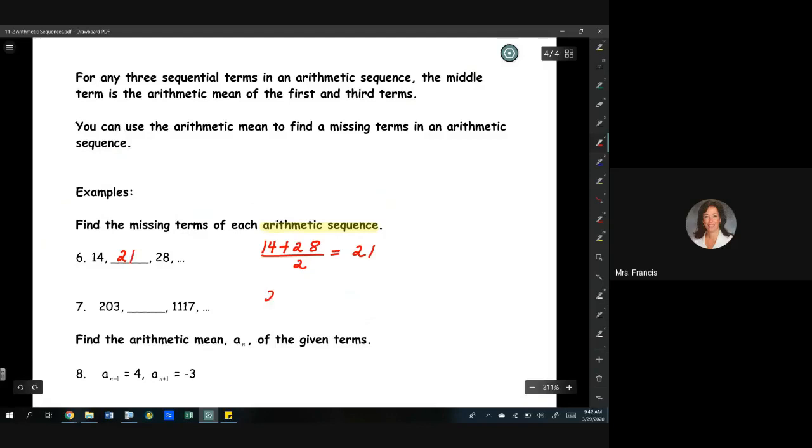Or we're going to do 203 plus 1,117 divided by 2. That gives us 660.